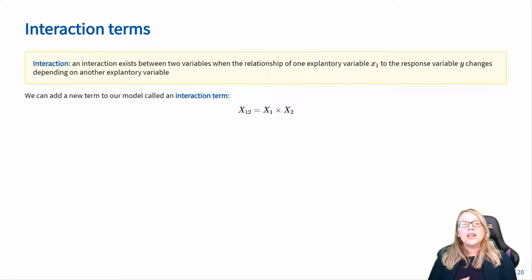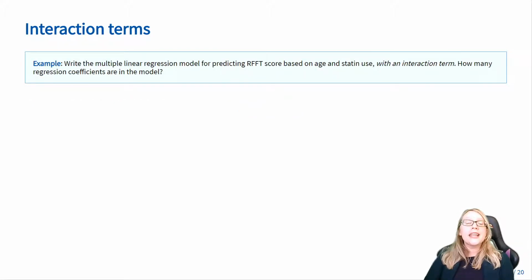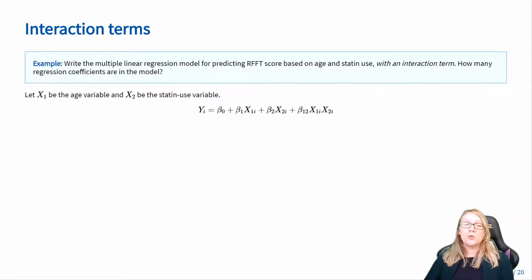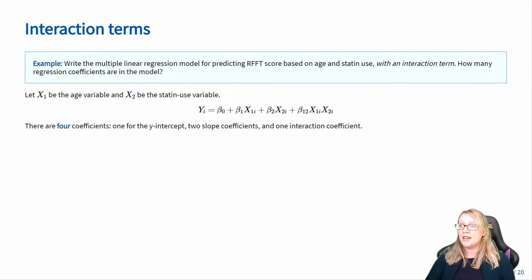The way that we address this in a regression model is to add an interaction term. Most of the time, this interaction term looks like this: our interaction term x sub 1,2 is simply the product of x1 times x2. So let's add an interaction term to our model here with statins. x1 is the age variable, x2 is the statin use variable. Remember, this is a binary variable that takes on a 1 if the user is on statins, a 0 if the user is not on statins.